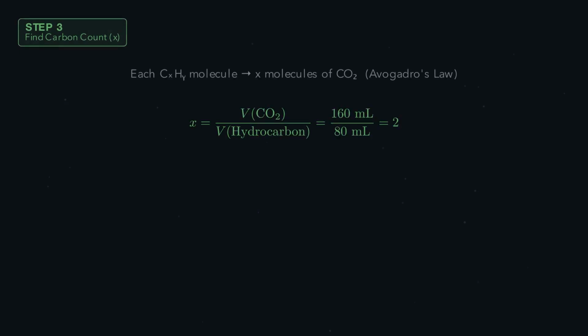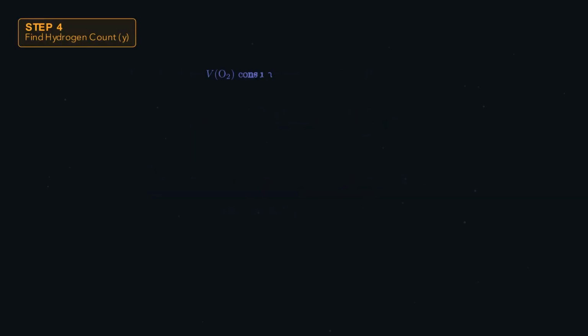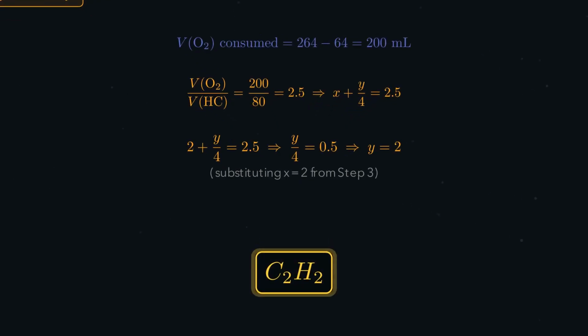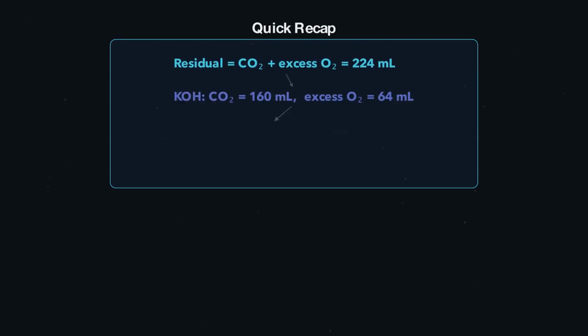KOH is a strong alkali that grabs carbon dioxide out of a gas mixture. Volume drops from 224 down to 64 milliliters, a fall of 160. So carbon dioxide is 160 milliliters, and the surviving 64 milliliters is all excess oxygen. Every molecule of the hydrocarbon produces X molecules of carbon dioxide. We burned 80 milliliters and got 160 milliliters of CO2, exactly double. So X equals 2. There are 2 carbon atoms per molecule.